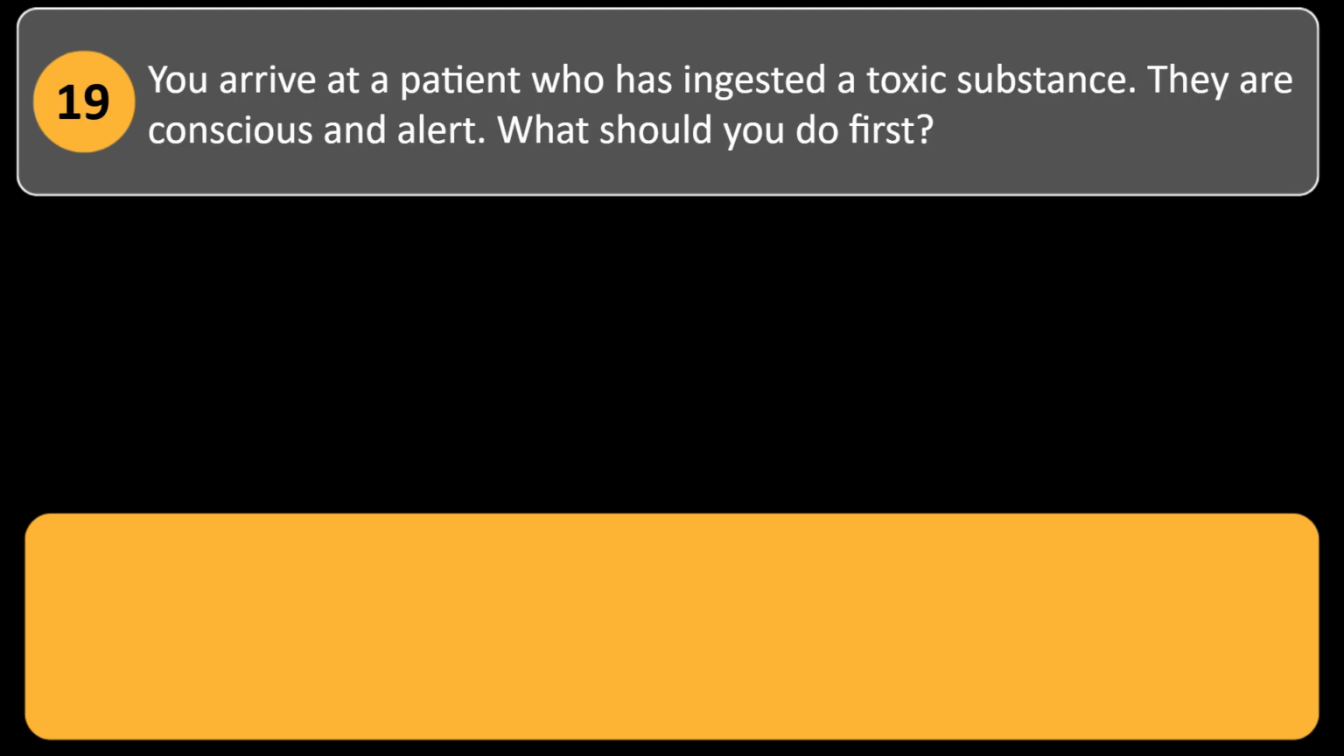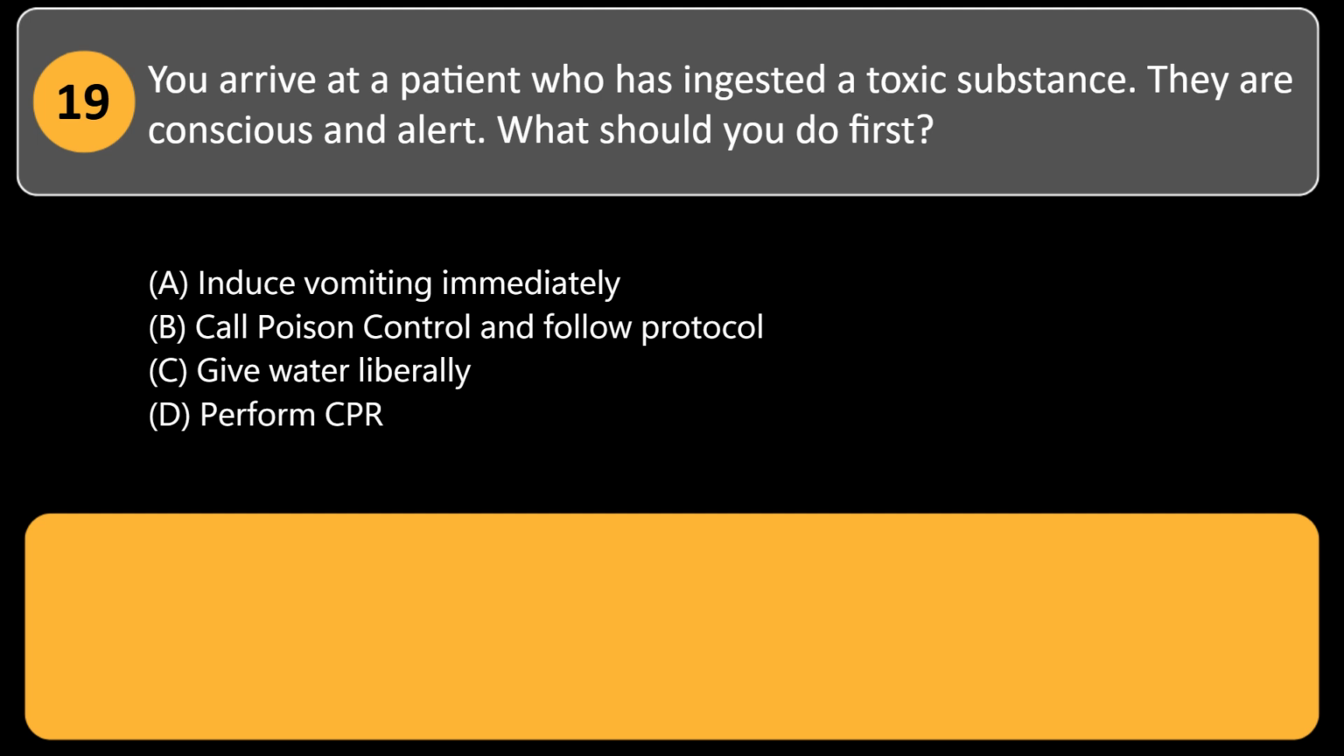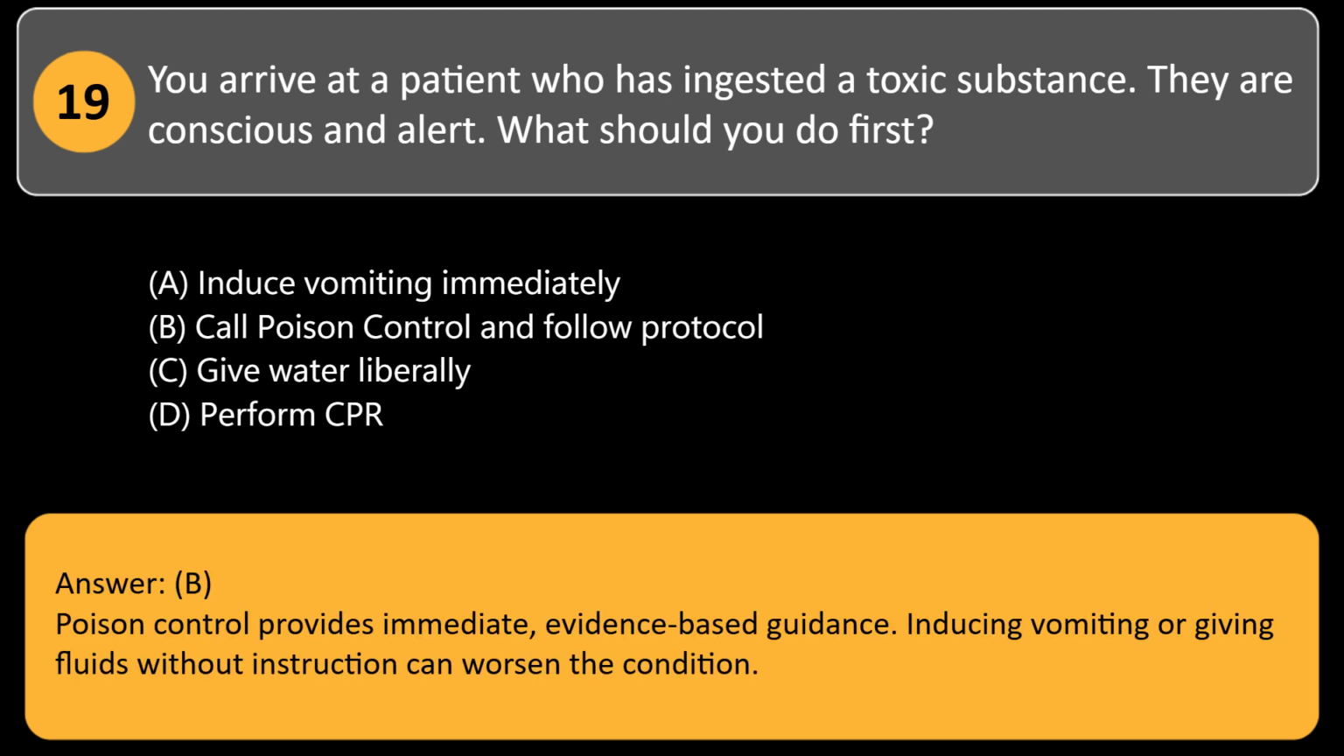You arrive at a patient who has ingested a toxic substance. They are conscious and alert. What should you do first? A. Induce vomiting immediately. B. Call poison control and follow protocol. C. Give water liberally. D. Perform CPR. Answer: B. Poison control provides immediate, evidence-based guidance. Inducing vomiting or giving fluids without instruction can worsen the condition.